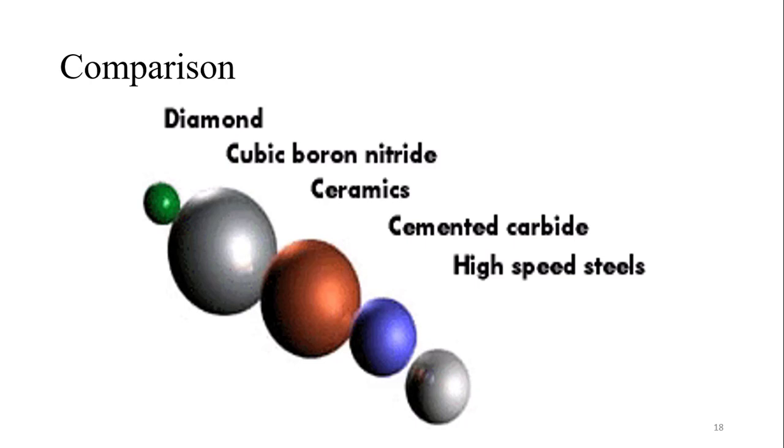This is the comparison. You can see the least is your diamond, then the nitrides, then the ceramics, then the cemented carbides, and the last one is your high speed steels. This is the comparison with respect to CNC machines. Which type of tool is used in the CNC machine? High speed steel, as I told you, is very little used in the CNC machine, for lower speeds only. But as you move up, you can see boron nitride is commonly used, and ceramic is one of them. Ceramics and cemented carbide are also used widely in the industry.